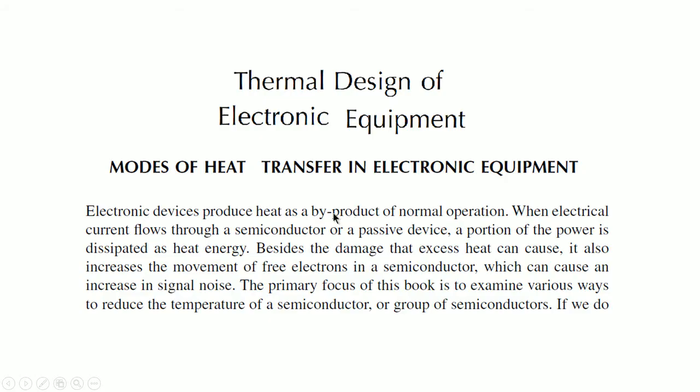See, first of all, electronic devices produce heat as a byproduct of normal operation. I have told you earlier also, an ideal switch in the on condition has no voltage across it, but all the current. The same ideal switch in the off condition will have only voltage across it and no current. So, if you take the product, total dissipation is 0. However, a practical switch has both of them.